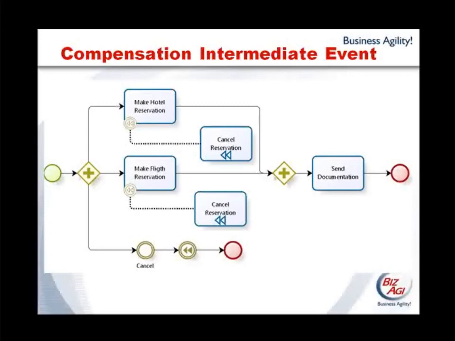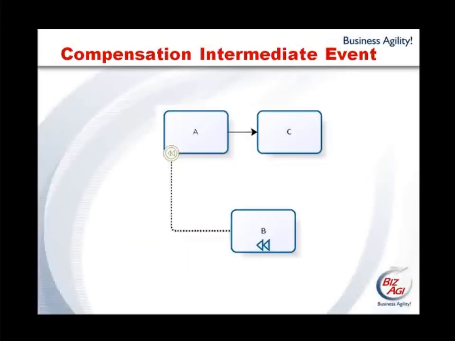It is important to bear in mind that for an activity to be compensated, it has to be performed and completed successfully. The difference between other intermediate events is that the activity that has a compensation associated should have been performed successfully to be able to be compensated.